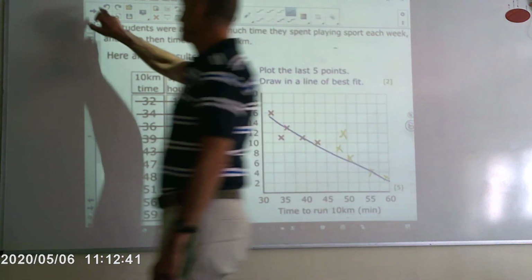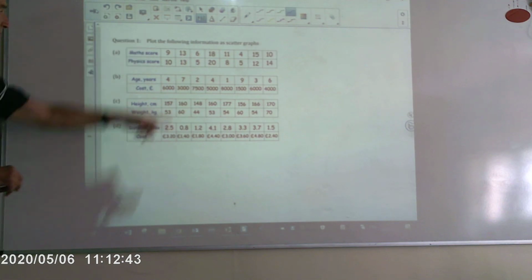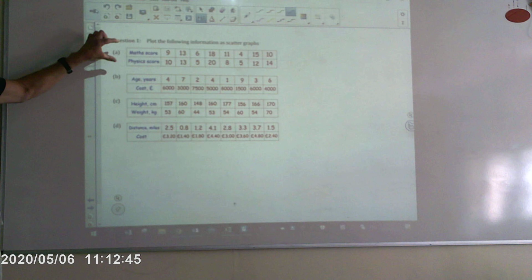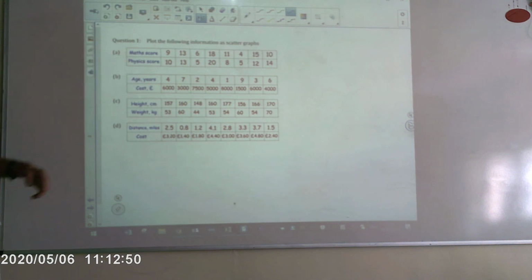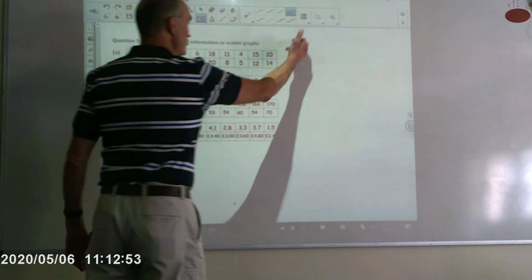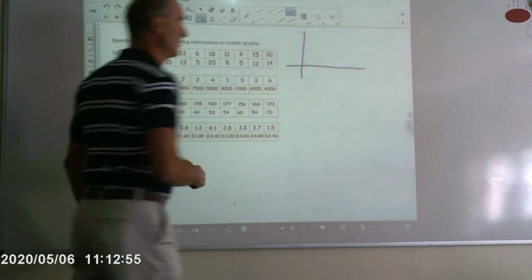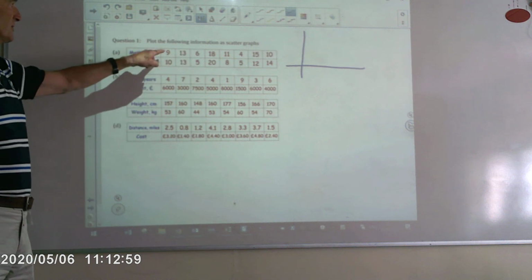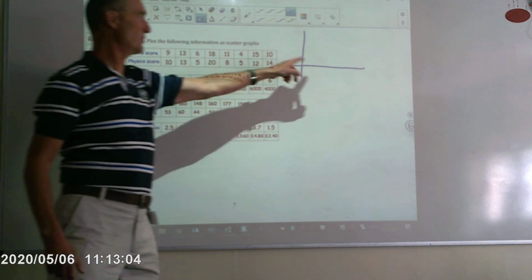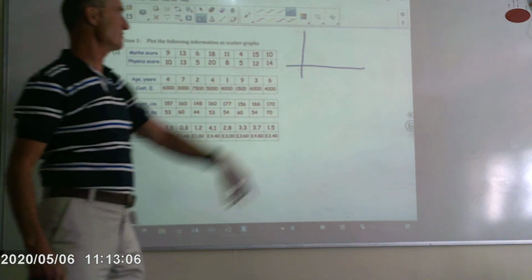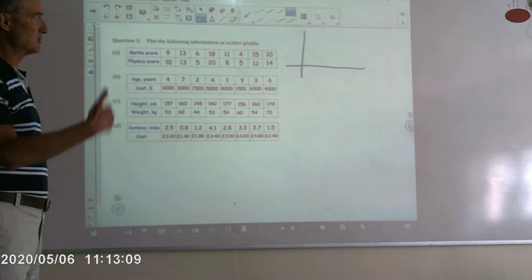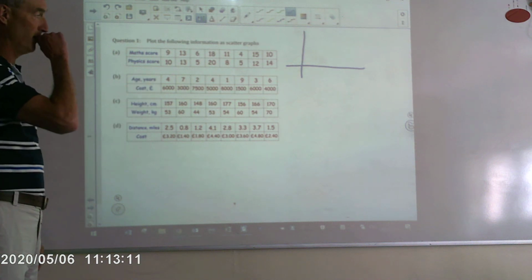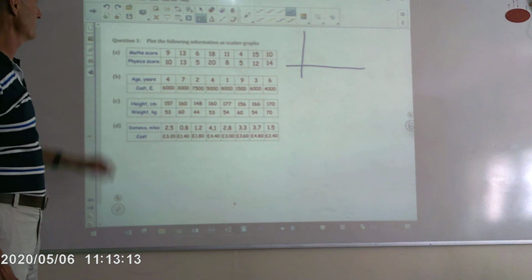Okay. That might be what you're presented with. You might be presented with a little table like that. This one's maths scores compared to physics scores, and you'd be expected to draw your graph using those points. So when someone scores 9 in maths, they score 10 in physics, and you can plot those 2 points on the 2 axes. And then you'll produce a load of points. You can draw your line of best fit, and you've produced your scatter diagram.